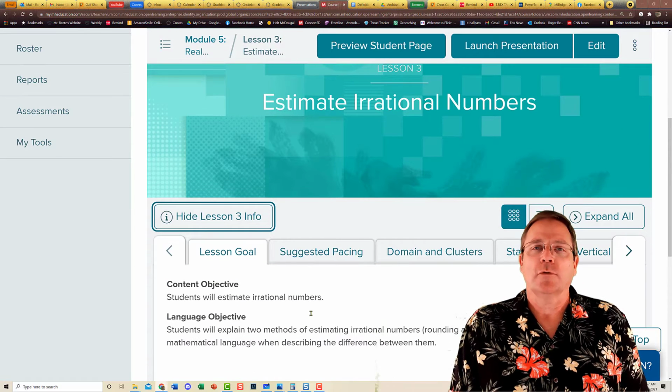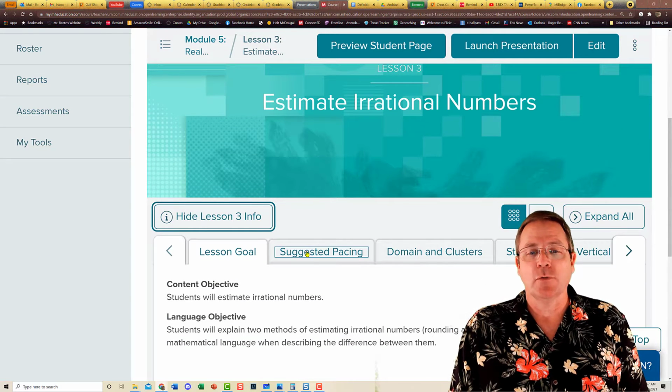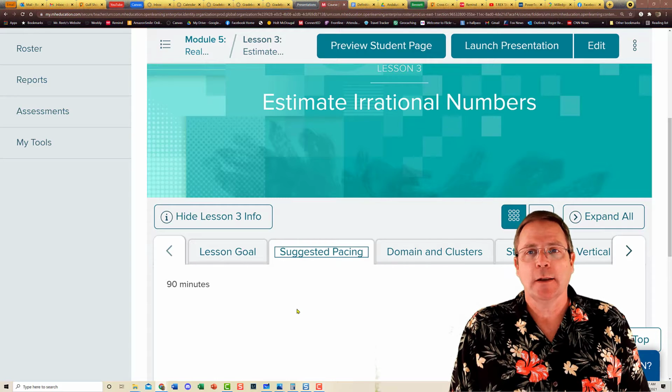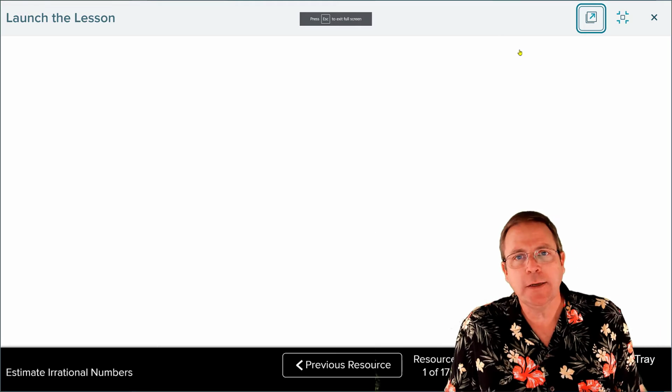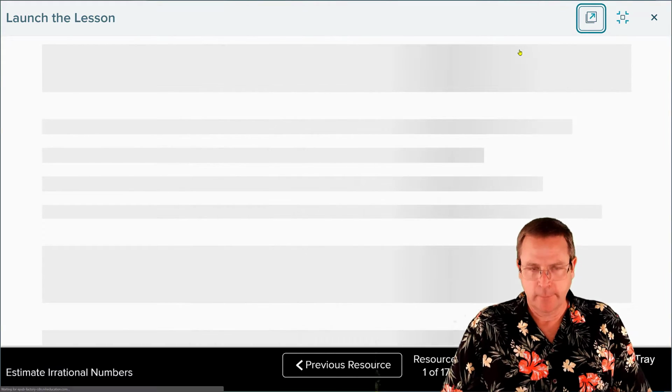The goal says students will estimate irrational numbers. Suggested pacing guide says this is going to be a 2-day lesson. Let's get into it. There's 17 resources we need to get through today.